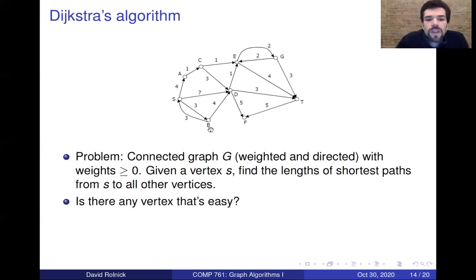So, is there any vertex that's easy to work out the length of the shortest path from S? There's a nice example of a situation where you might have shortest paths be useful, like drug discovery, if there are different costs associated with different paths to getting from one chemical to another chemical. Yeah, nice example.